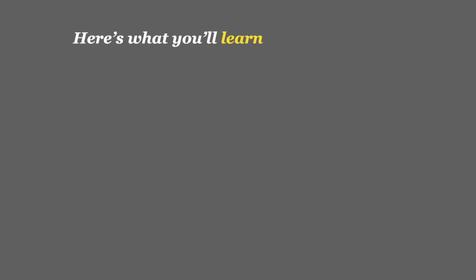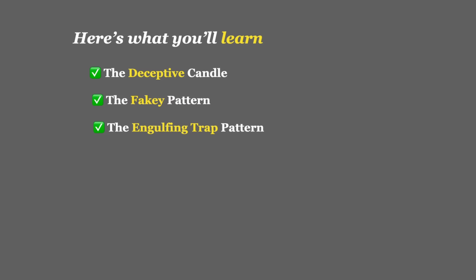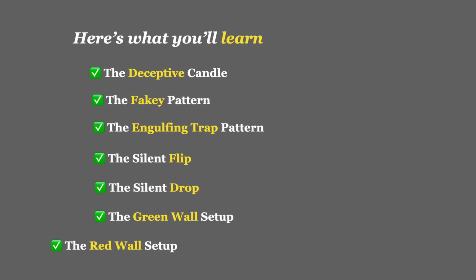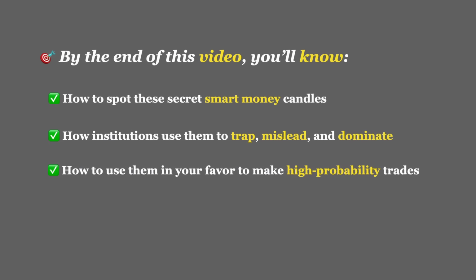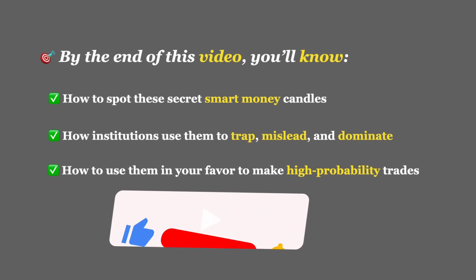Here's what you'll learn: the deceptive candle, the fakey pattern, the engulfing trap pattern, the silent flip, the silent drop, the green wall setup, and the red wall setup. By the end of this video, you'll know how to spot these secret smart money candles, how institutions use them to trap, mislead, and dominate, and most importantly, how to use them in your favor to make high probability trades.